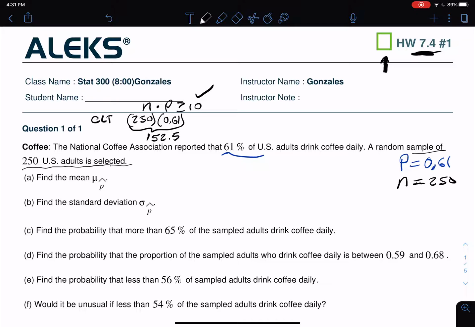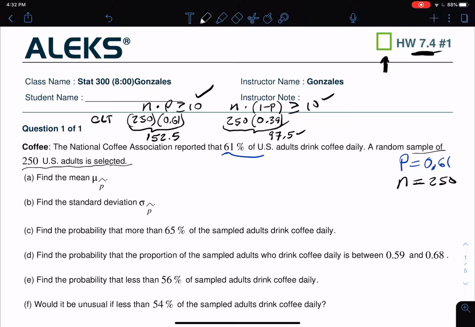So that part's satisfied. Then we've got our n times 1 minus p, which is just the complement of p. So we've got sample size 250 times 1 minus 0.61, which is 0.39. And when you multiply that, we get 97.5, which is also greater than or equal to 10. So that is satisfied. So now we get to use all the formulas in our central limit theorem.